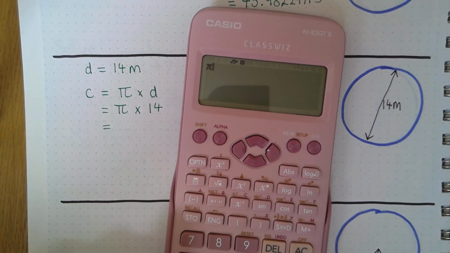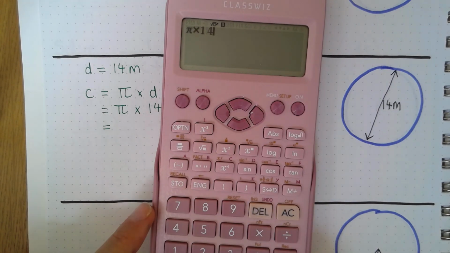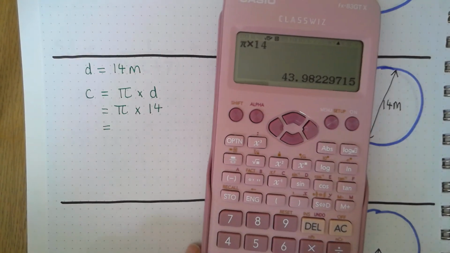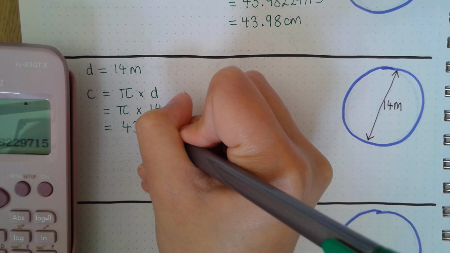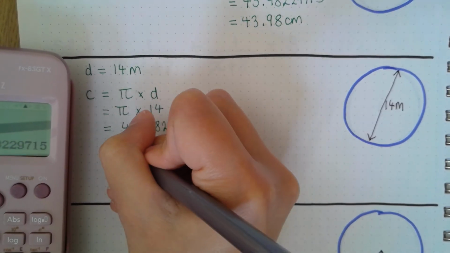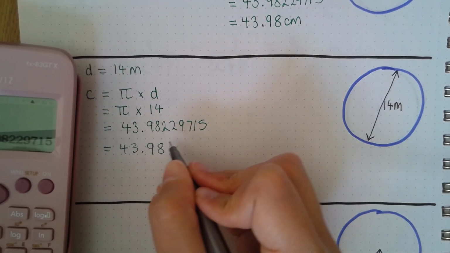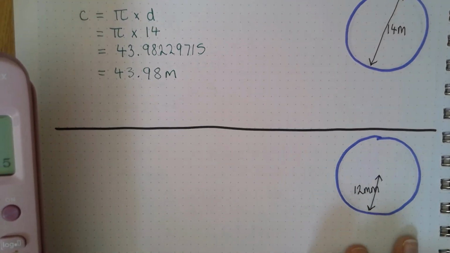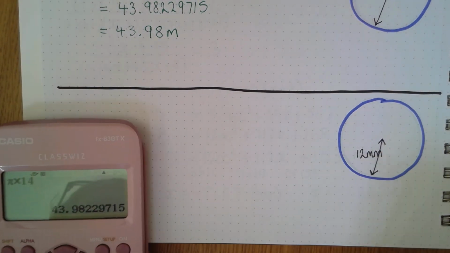So pi, shift, and then this button down here, times 14 equals 14 pi, and then we've got to press the S arrow D button, which is 43.98229715, underneath to 2 decimal places. 2 makes the 8 stay the same. My units are meters. Okay, and this last one, got a circle with a radius of 12 millimeters, so I know R is equal to 12 millimeters.